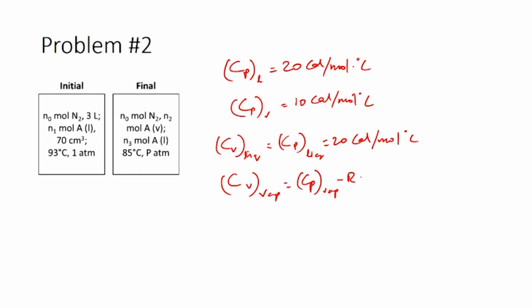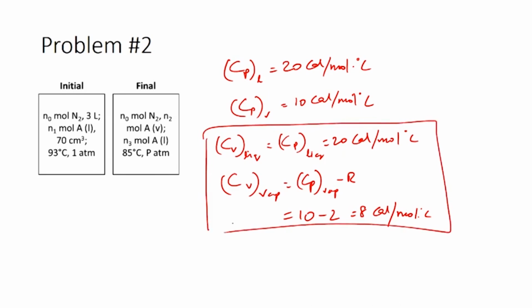Here R would be used in terms of calories per mole degree Celsius, which means it would be roughly 2 calories per mole degree Celsius. Using that, we would have 10 minus 2 equal to 8 calories per mole degree Celsius. So, this would be the Cv value for vapor. With this we have the Cvs for the liquid and the vapor, which is the first part of the problem.